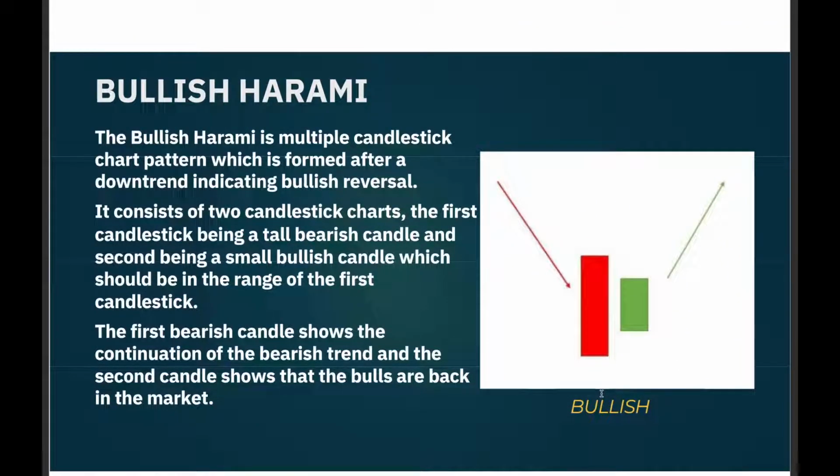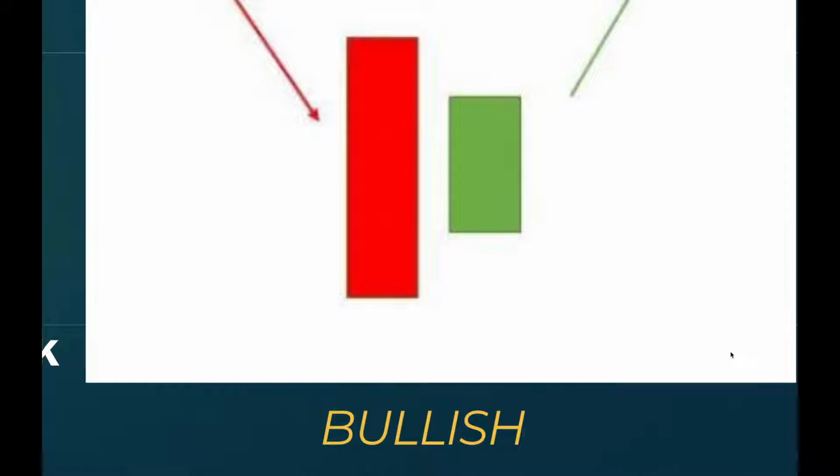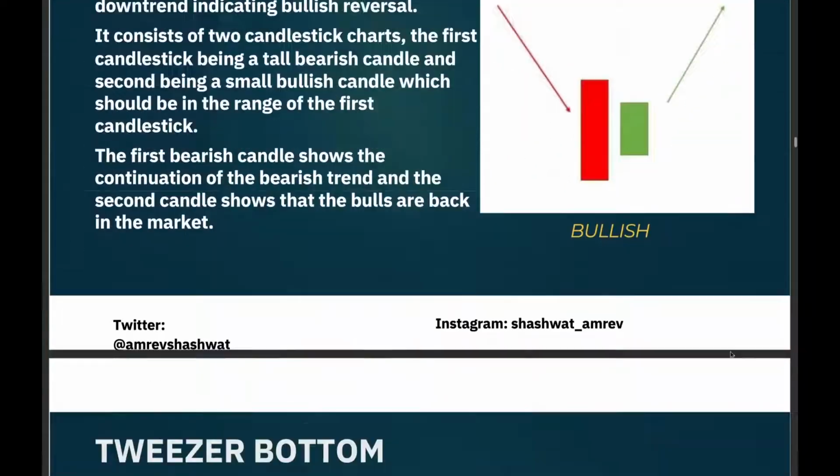Bullish harami is a multiple candlestick chart pattern again. It consists of two candlesticks. The first is a tall bearish candle, a big one, and the second is a small bullish candle. And this represents an upside move, which is a bullish move. And again, guys, this is all about practice. The more you practice, the more you get to learn.